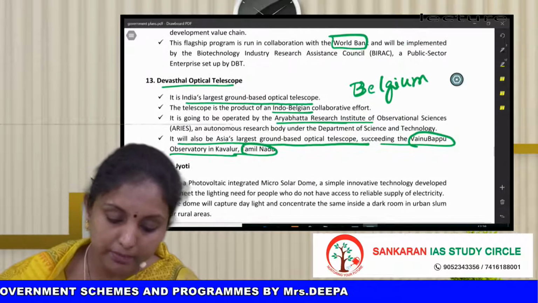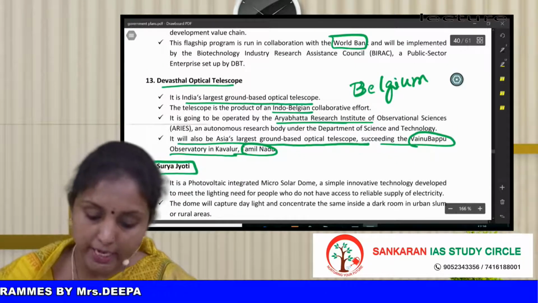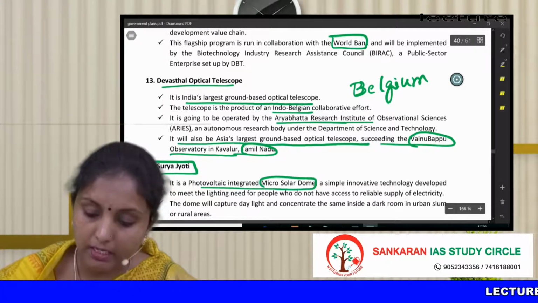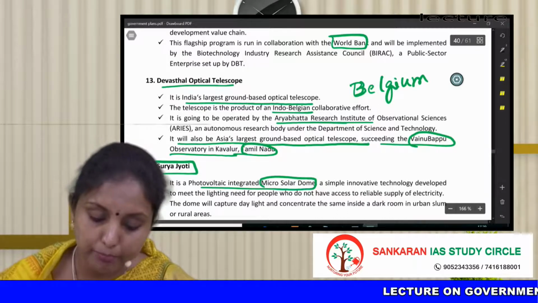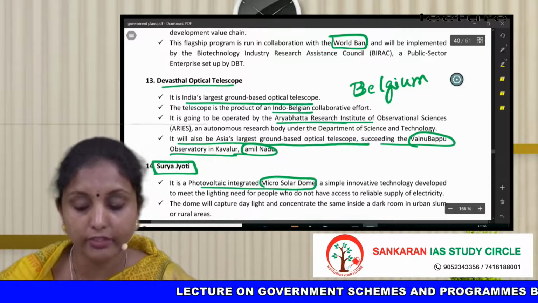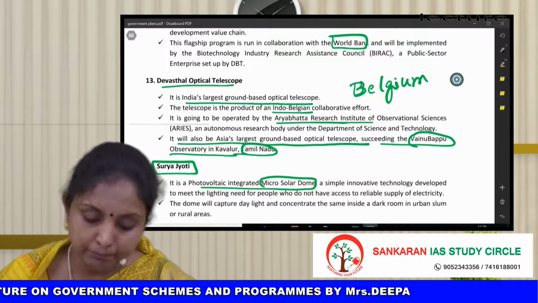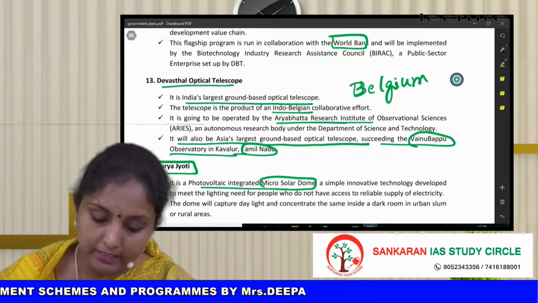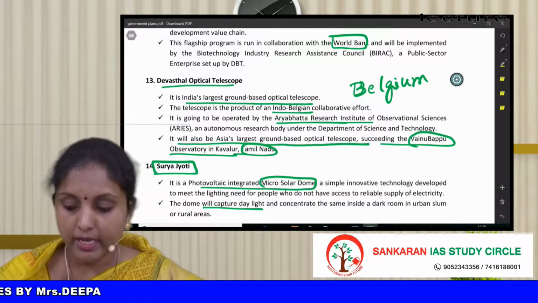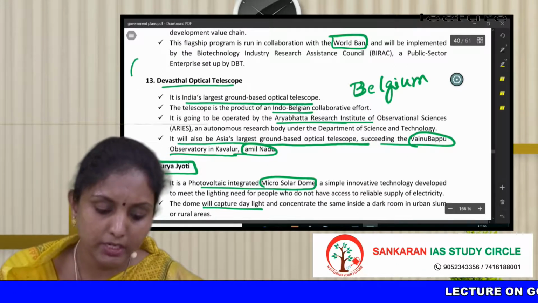The next program is Surya Jyoti. What is Surya Jyoti all about? It is a photovoltaic integrated micro solar dome, a simple innovative technology developed to meet the lighting needs of people who do not have a basic or reliable supply of electricity. The dome will capture the daylight and concentrate it inside a dark room in urban slums or rural areas. This is about Surya Jyoti.